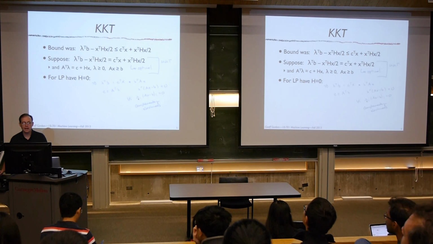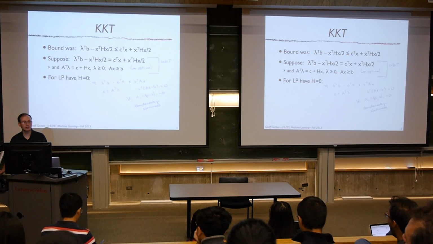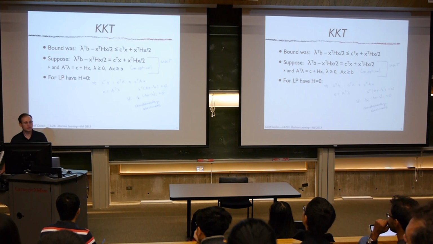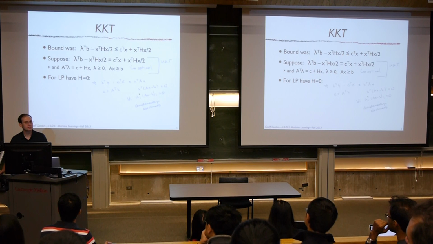And what it means is that for each one of the constraints, at most one of the Lagrange multiplier and the constraint value can be non-zero. The only way for this to be 0 is for lambda i to be 0, or AX minus B i to be 0, or for both to be 0. And so it means the two vectors are complementary, which means that their non-zero components are in different locations.